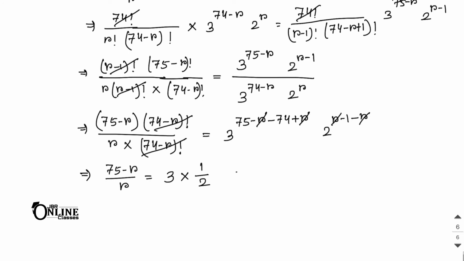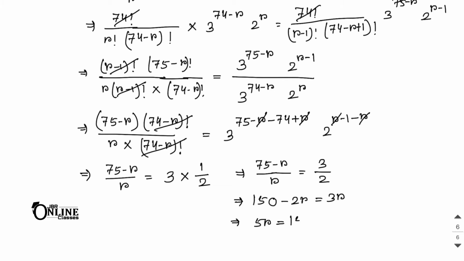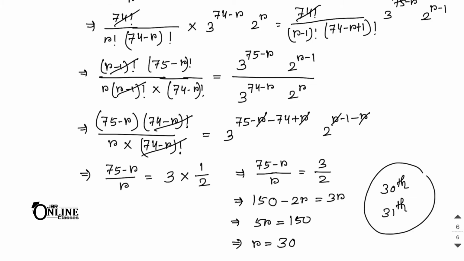So now you can write this as 3 by 2. So (75 minus r) divided by r equals 3 by 2. Now cross multiply: 150 minus 2r equals 3r. So 5r equals 150, and from that r equals 30. Hence the required consecutive terms of the expansion are the 38th term and the 31st term. That will be your answer.